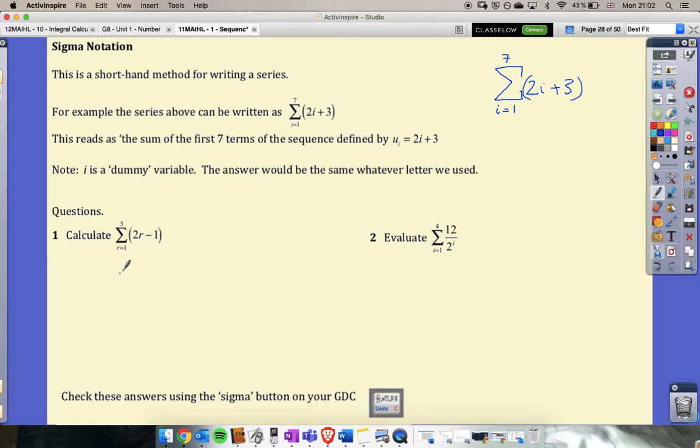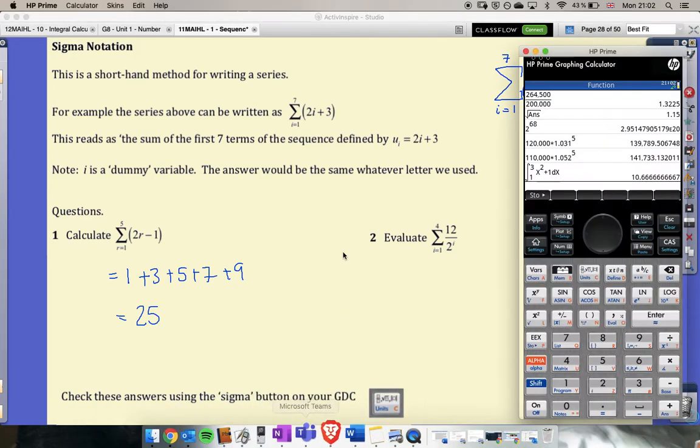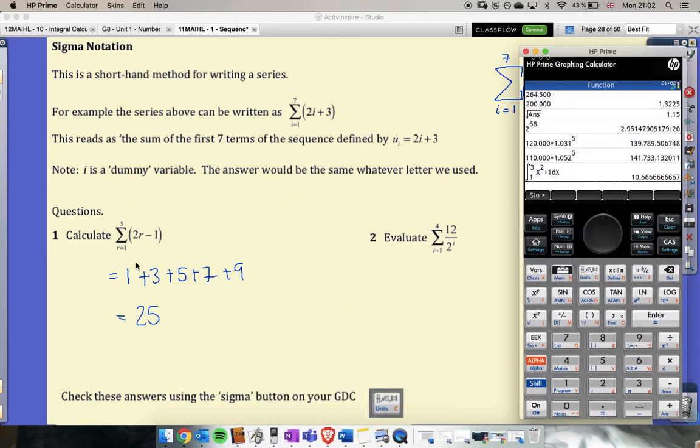And of course we could work all of this out by substituting and adding. So we could work out when r is 1, I'd get 2 minus 1, and then I could add when r is 2 and 3 and 4, and I'm going up to 5 here. Okay, and I would get 25. We can also use our calculator to calculate this for us.